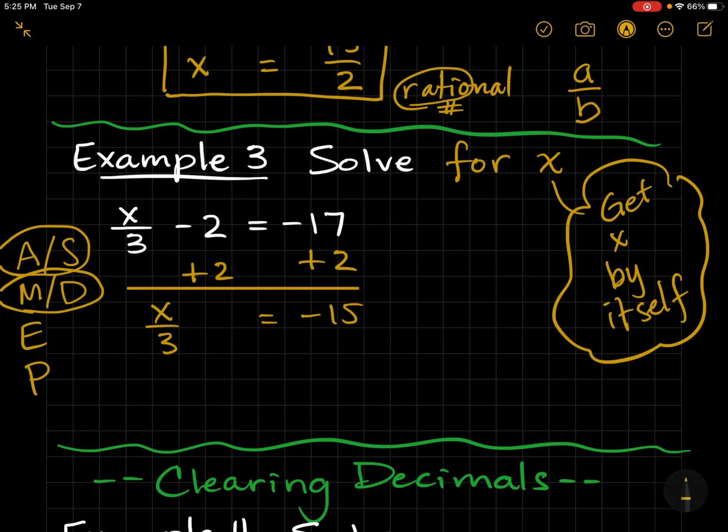So now multiplication and division undo each other. In order to get rid of that 3, I'm going to do the opposite of division and multiply. And I get negative 45.